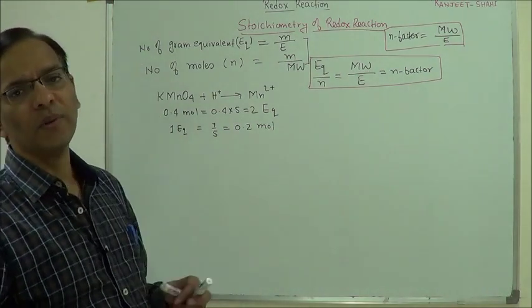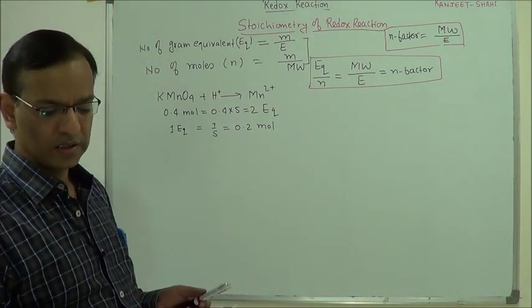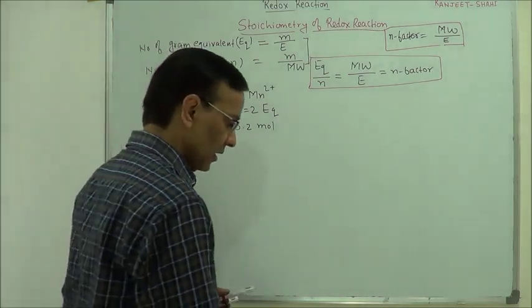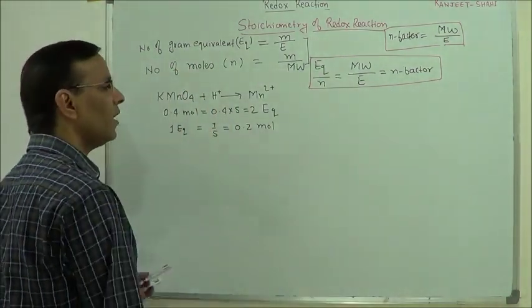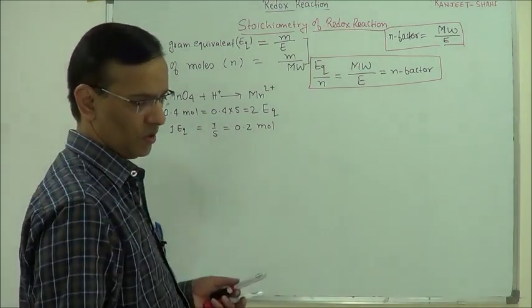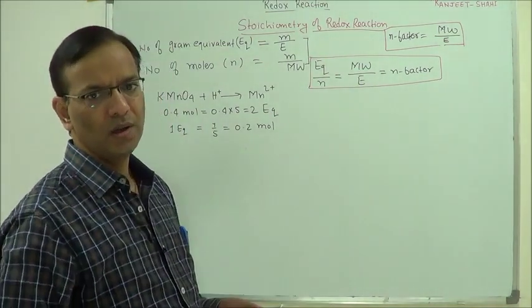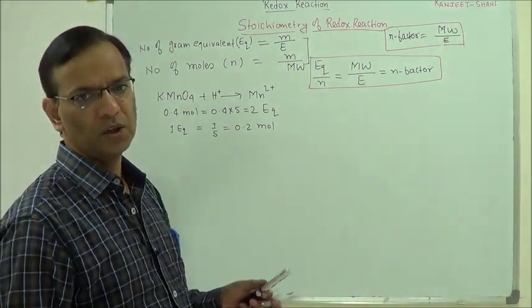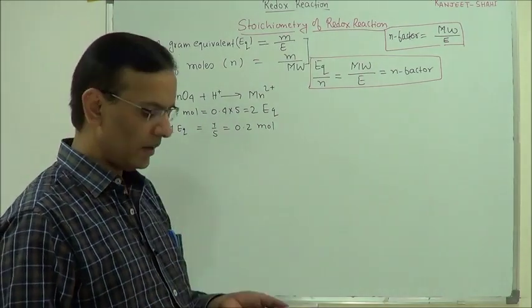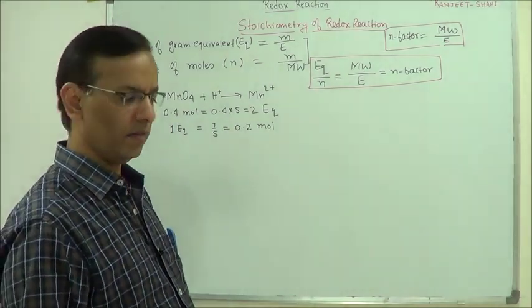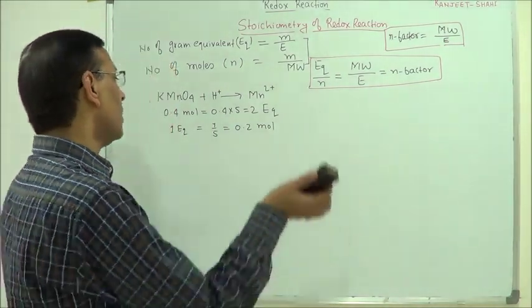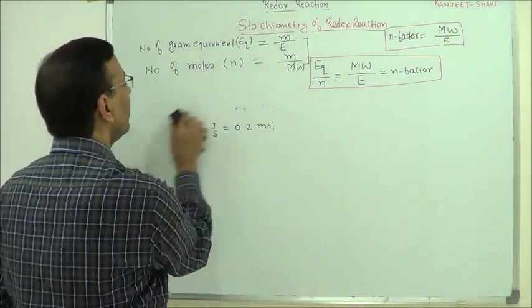Now, once we know how to determine the number of gram equivalents, let us know about the law of chemical equivalence, which will be used in this chapter for solving stoichiometry of a redox reaction. Law of chemical equivalence.